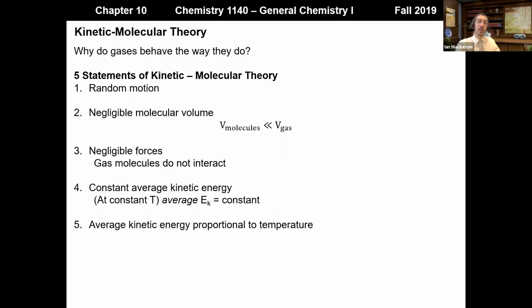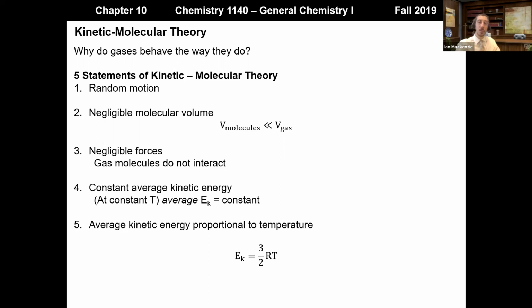And then the last part, still relating to kinetic energy, is that the average kinetic energy is proportional to the temperature. So the kinetic energy, which is the energy of motion of gas molecules, is directly dependent on the temperature of the system. And it's dependent in this equation here, where the kinetic energy is equal to 3/2 times the gas constant times the absolute temperature.